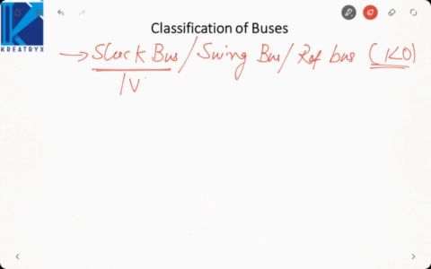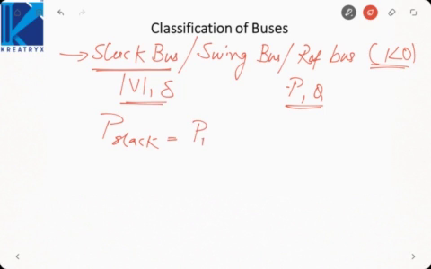So what values will be known? Mod V and angle delta. What will be unknown? P and Q. Now the purpose of this bus is to provide a reference for the nodal analysis as well as provide the net real and reactive power required by the power system. Okay. Now what is the net real power? It will be demand plus losses minus generated power. Generated power should be except slack bus.